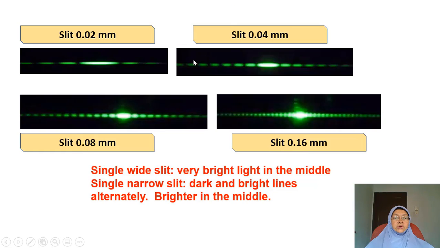Now I show you a variable slit width. Start with 0.02 millimeter, then increasing to 0.04, 0.08, 0.16 millimeter. We can see that for a single white slit, there is very bright light in the middle. For a single narrow slit, dark and bright lines alternate. Sorry, this is for the wider slit. So it's brighter in the middle. So this is a narrow slit, this is a wider slit.